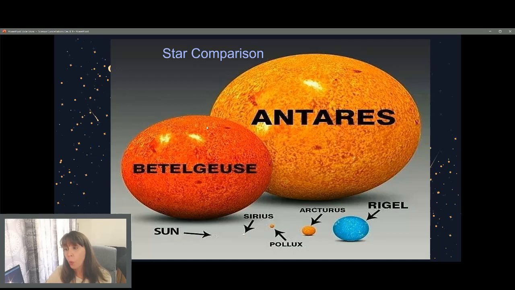And really, when you look at these other stars, the sun is kind of small, right? And there's Sirius and Pollux. Remember I told you they were named after twins. They're in the Gemini constellation. There's Arcturus, very bright star, really cool.